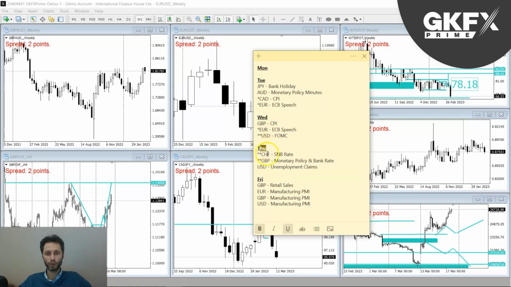And then we've got Thursday, we've got another few big ones. We've got the rates from the Swiss National Bank, and we've got a rate and monetary policy from the UK on the pound there. That's another big one to watch for. And then a smaller one, unemployment claims on the dollar. And then ending the week, Friday, retail sales on the pound, and then manufacturing PMI on euro, pound, and dollar.